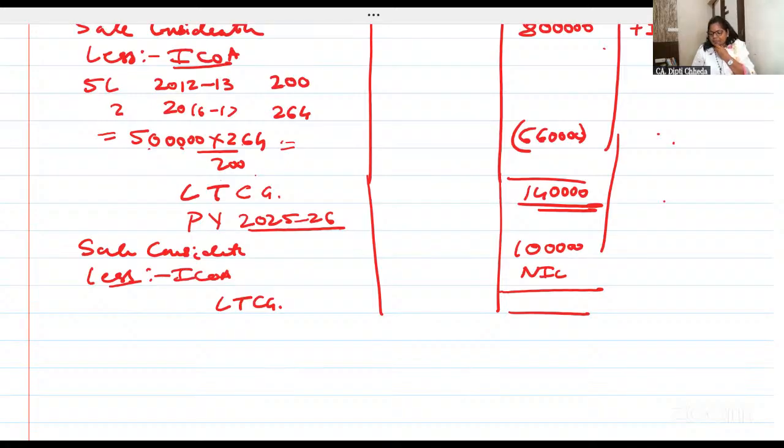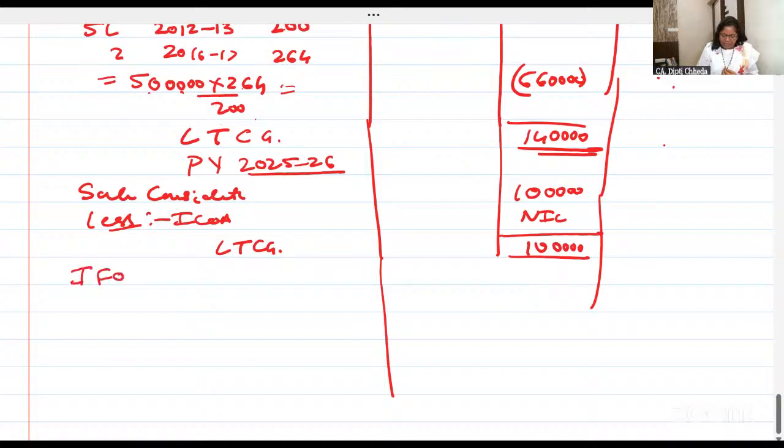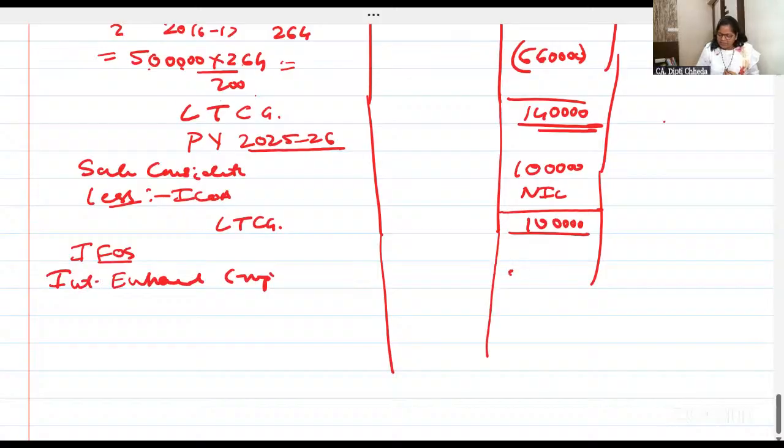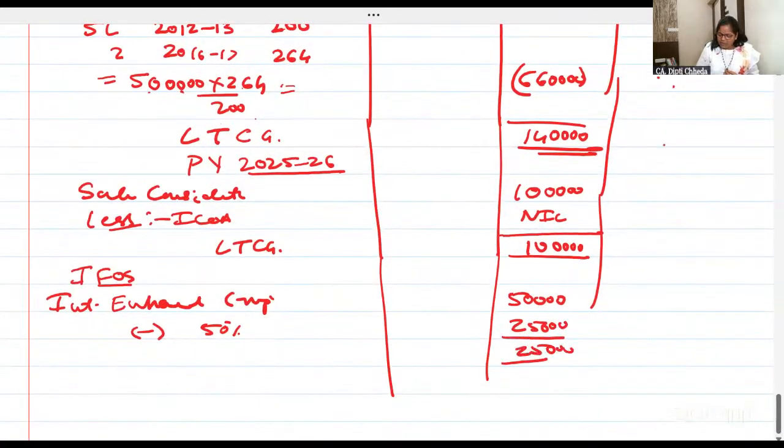Long-term capital gain 1 lakh straight. And below that comes the enhanced compensation. Suppose you have received interest on enhanced compensation. So I'm just writing income from other sources, enhanced compensation, whatever I have explained to you. Say you have received interest on enhanced compensation 50,000, minus 50% straight you will deduct. 25,000, and the remaining 25,000 will be taxable interest in income from other sources. Everything they can ask is covered in this problem created by me.